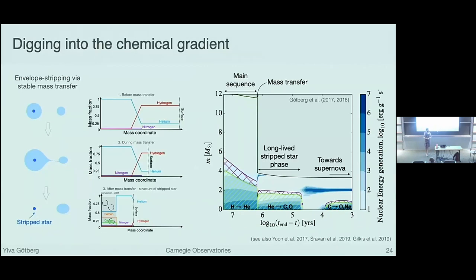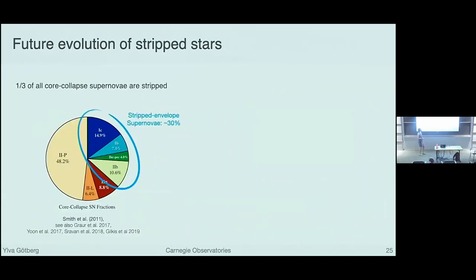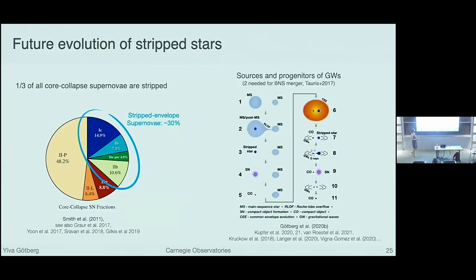So these stars probably exist. About a third of all core collapse supernovae are stripped supernovae. And they also constitute an important part of the evolutionary channel to the binary neutron star merger, for example. We have two, one here, one here. This phase is fun, because you can emit gravitational waves and have tidal interaction. Yeah, very fun.